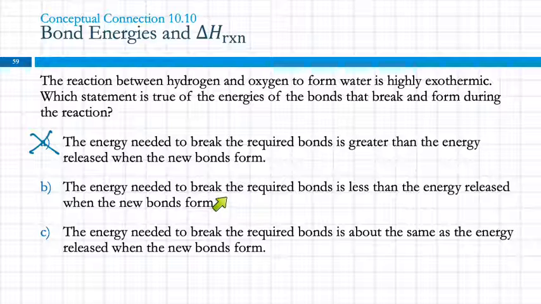The energy needed to break the bonds is less than the energy released when the new bonds form. Would that give me negative delta H? Would that be a release of energy? Yeah, it would. And the last choice, the energy needed to break the required bonds is about the same as the energy released when the new bonds are formed. That doesn't match up with this being highly exothermic. This could be exothermic if the bond energy to break them is slightly less. It could be exothermic, but it's not going to be highly exothermic. Any questions?